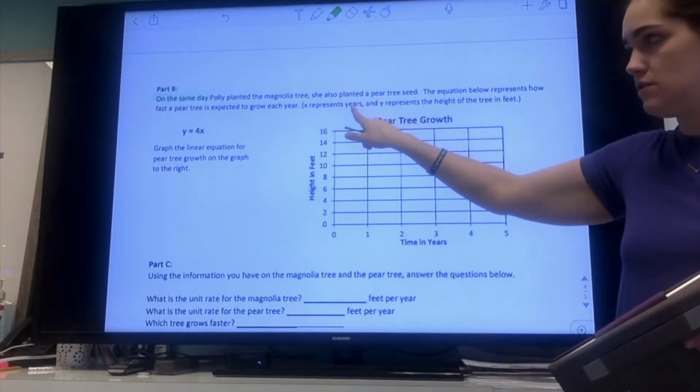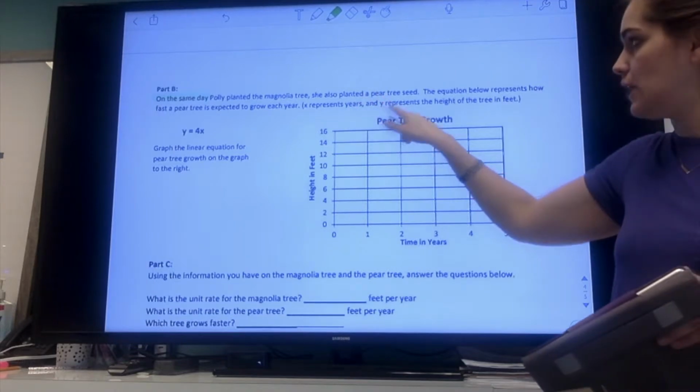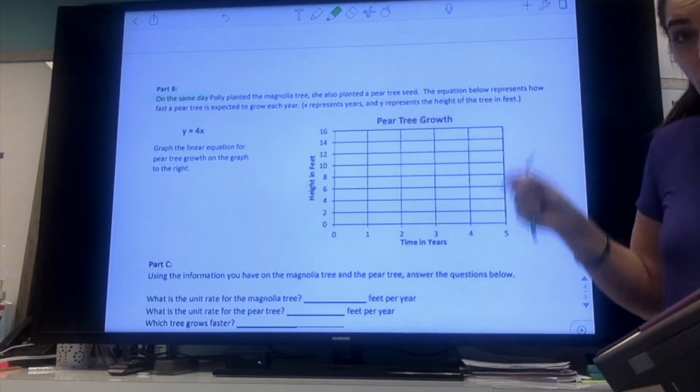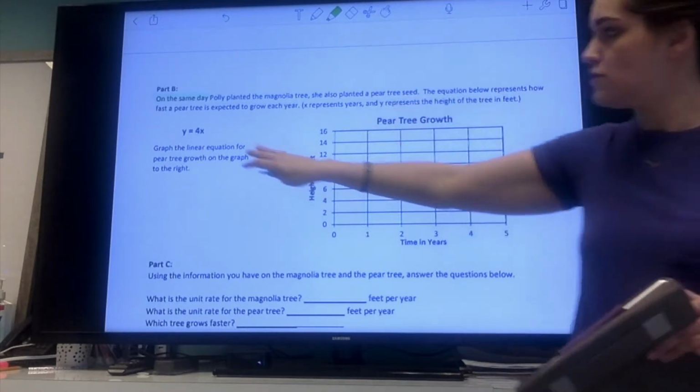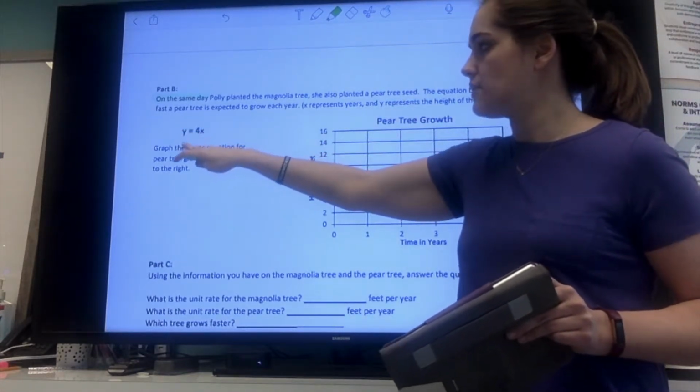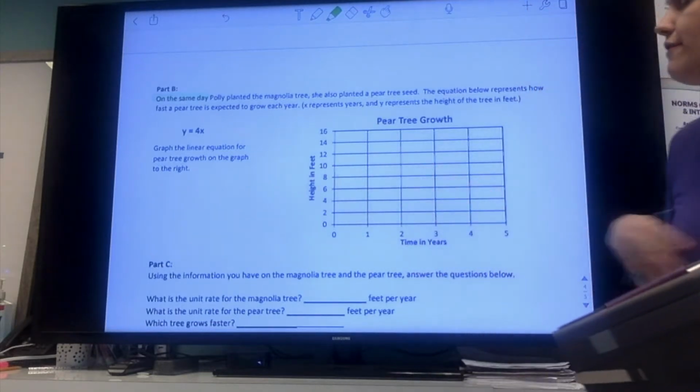X represents years, which is always time, we know that. And Y represents the height in feet. Y is always our total distance. In this case, distance is a height. So now we have this equation, Y equals 4x. Graph it on the graph to the right.